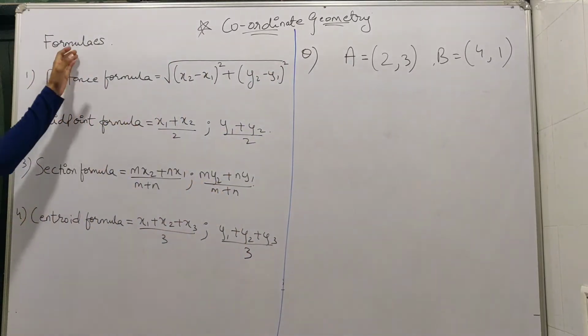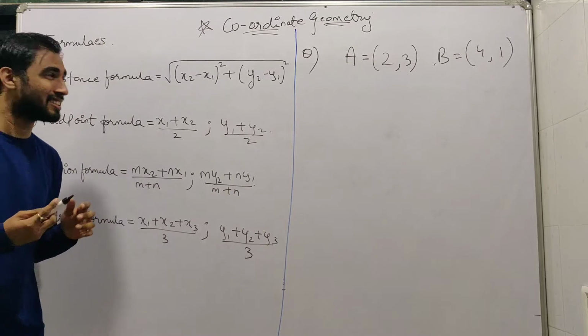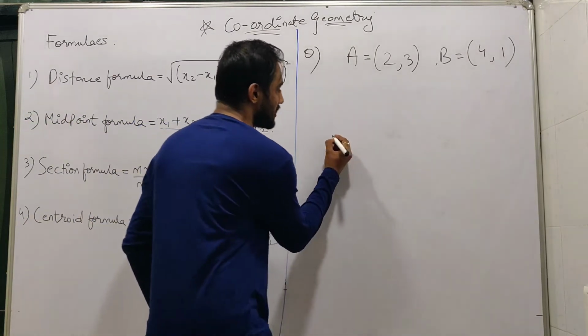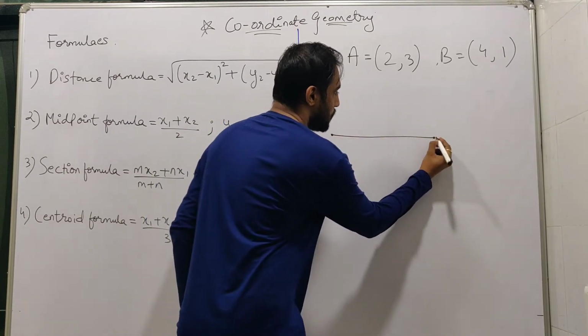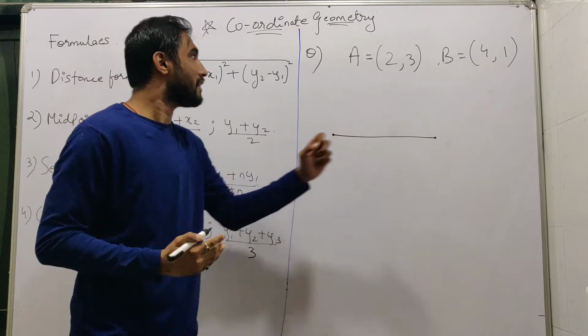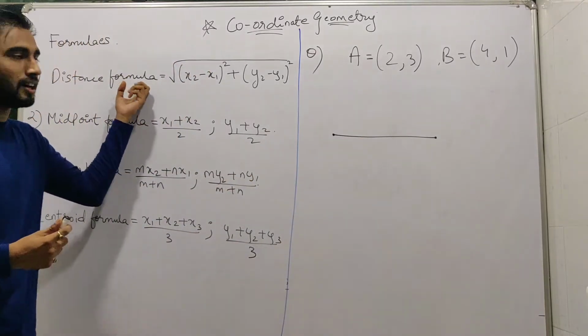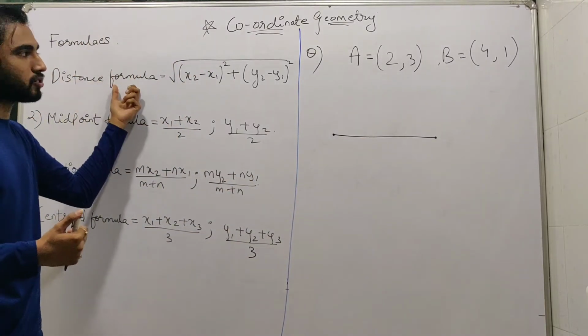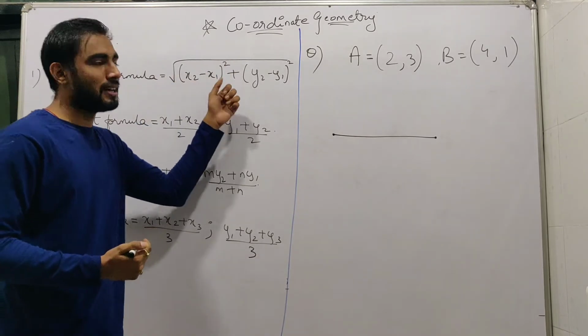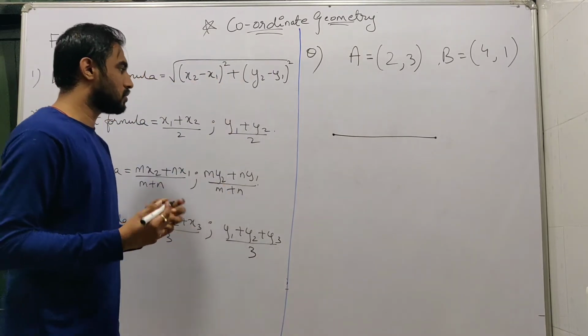So the first formula in coordinate geometry which is considered important is the distance formula. If you have to find the distance between any 2 points, we will use the distance formula. The distance formula in coordinate geometry is given as square root of x2 minus x1 the whole square plus y2 minus y1 the whole square.